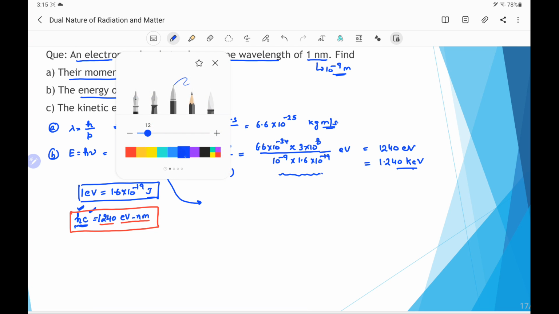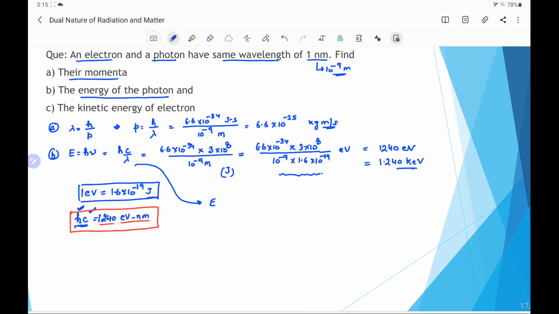Therefore, substituting the value here, E will be equal to hc by lambda. hc has value 1240 electron volt nanometer, and wavelength is given 1 nanometer. So substituting the value of the wavelength in nanometer, we will have nanometer and nanometer get cancelled. Therefore, we will have 1240 electron volt, or it is 1.240 kilo electron volt as we have calculated above.